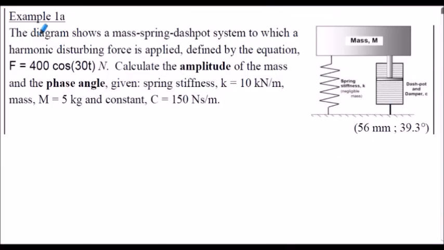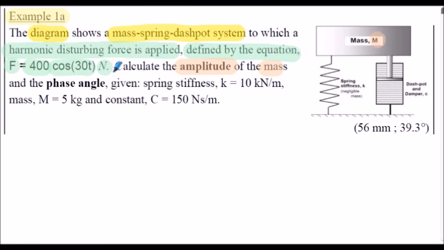Let's consider an example. Here's example 1a. The diagram on the right hand side shows a mass spring dashpot system to which a harmonic disturbing force is applied, which is defined by the equation F is equal to 400 multiplied by the cos of 30t newtons. We're asked to calculate the amplitude of the mass, the main mass shown here, and the phase angle.